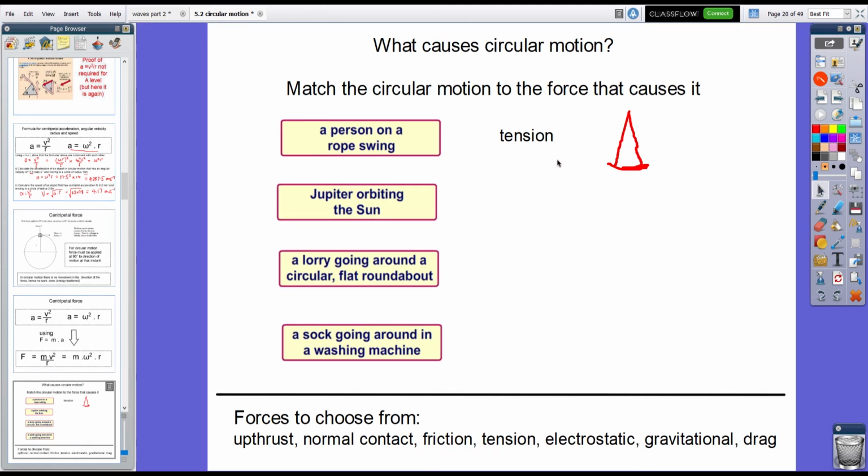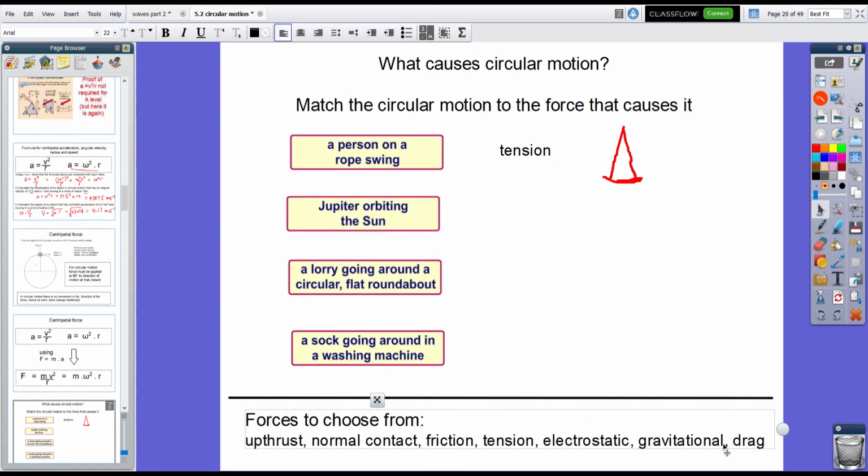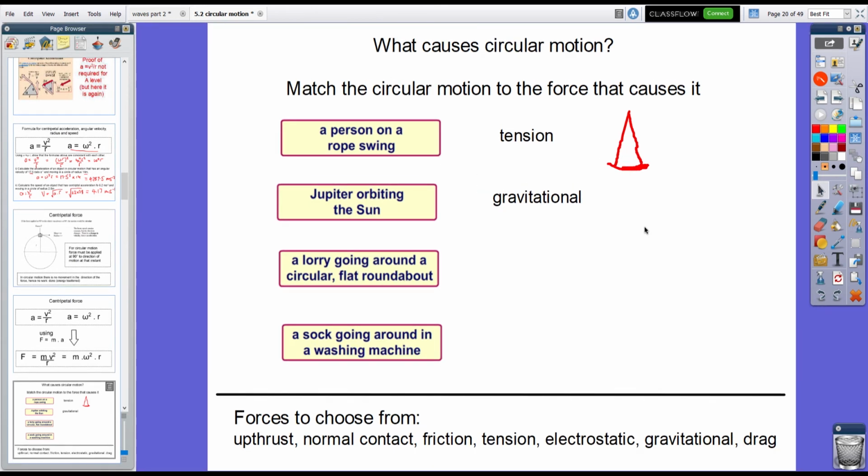Same with a conker being spun around on a string in a horizontal circle. It's tension in the rope. What's making Jupiter orbit the Sun? I'm pretty sure most of you got this one. It's gravitational force. If somehow you could turn off the gravitational force of the Sun, then Jupiter would just spin off in a straight line into space.